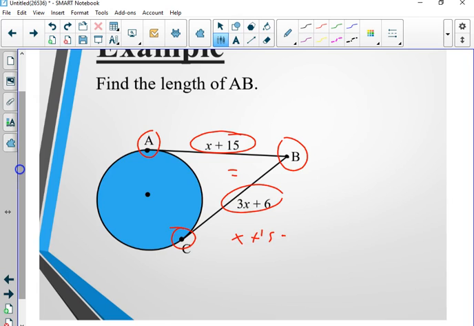So we just do x plus 15 equals 3x plus 6. I'm going to subtract x from both sides and get 2x. Subtract 6 from both sides and get 9. And therefore, divide by 2, x is 9 halves, or 4.5. And we can check our work. If we plug that in here, 4.5 plus 15 is 19.5. And if we plug it in here, 3 times 4.5 is 13.5, plus 6 is 19.5. It checks out. Final answer.